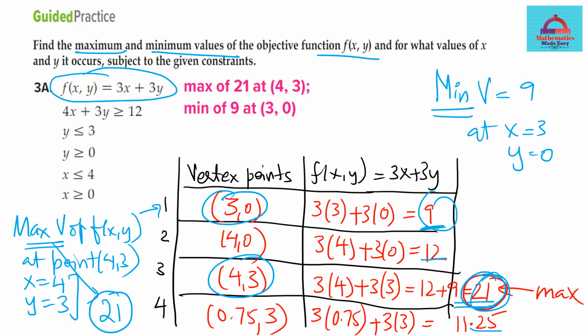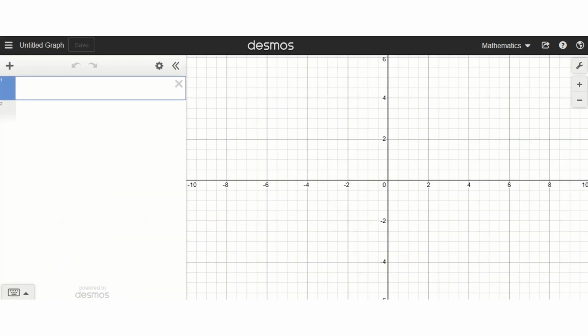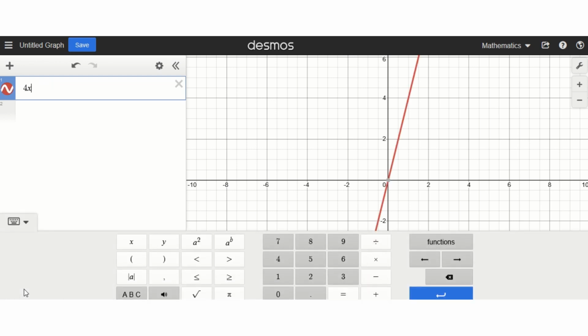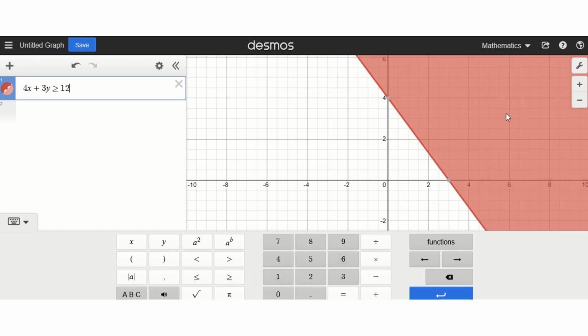Now let's check the answer on Desmos also. I will show you the graph now. Okay, so let's now graph the inequalities on the Desmos graphing calculator. The first inequality was 4x plus 3y greater than or equal to 12. I used this Desmos keyboard to type it. So this is how the first inequality looks. You can look at the shaded region. It is the same as what we got.